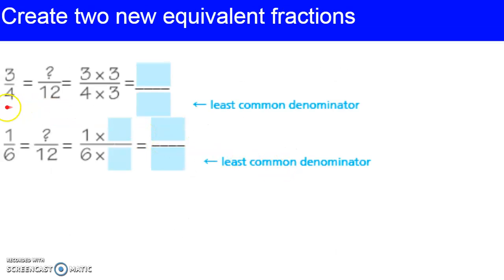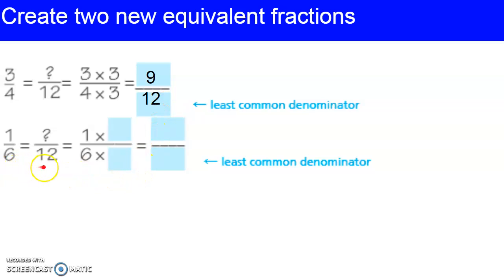If I take my fraction 3/4 and I put my 12, my common multiple, as my denominator, how can I create an equivalent fraction to 3/4 with the denominator of 12? Okay, well 4 times 3 equals 12. And I need to multiply my numerator and denominator by the same number to find an equivalent fraction. So my new fraction would be 9/12.